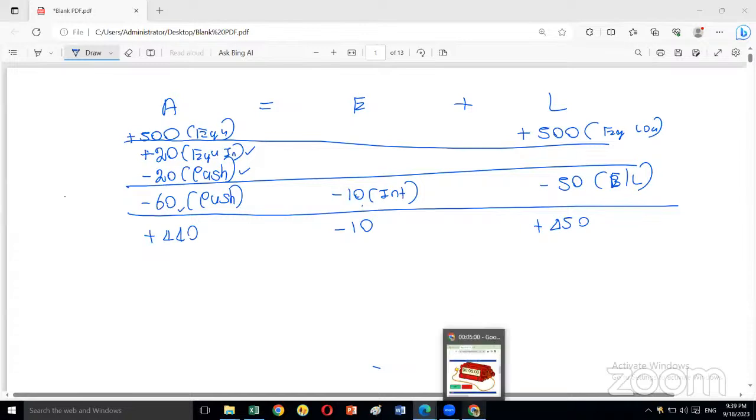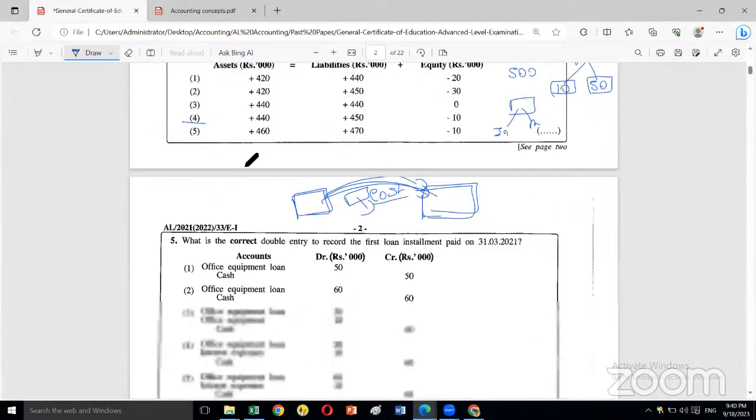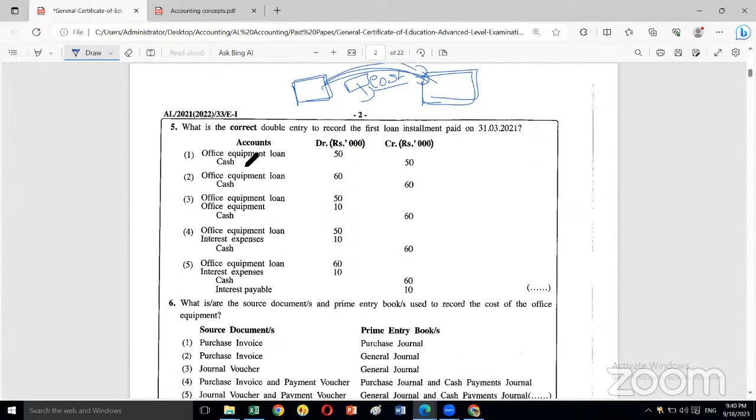Fine, so now quickly we'll discuss question number 5. What is the correct double entry to record the first loan installment paid on 31/3/2021? So what is the correct answer?